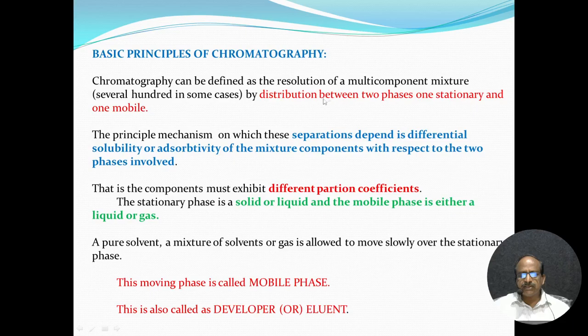What are the two phases of distribution? The stationary phase is the constant phase. Constant phase means it is not moving from one place to another; that is called stationary phase. And the other one is the mobile phase. Mobile phase means it travels from one place to another place. That is the basic principle.